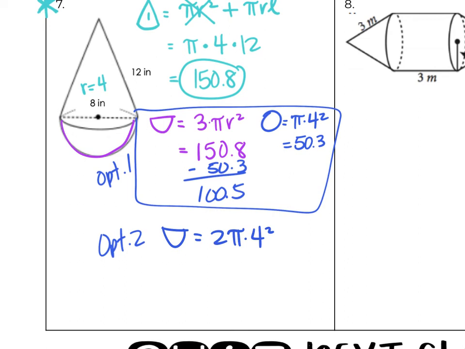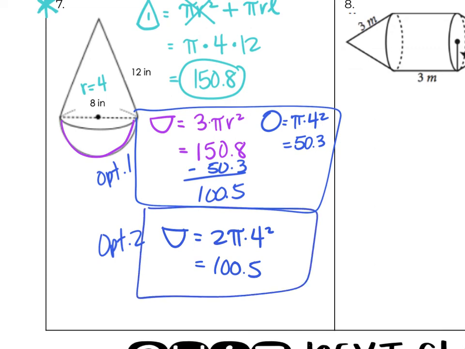What'd you get? If you haven't already typed it in, please do so real quick. 2 times pi times 4 squared. 100.5. Did we come to the same answer? Yes. So either option will work on that, okay? But you just want to think about what makes most sense to you. I typically do this one.